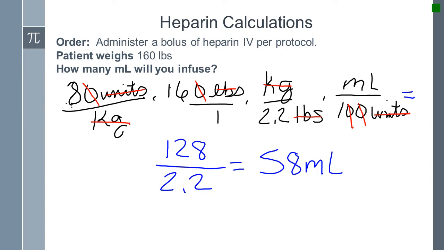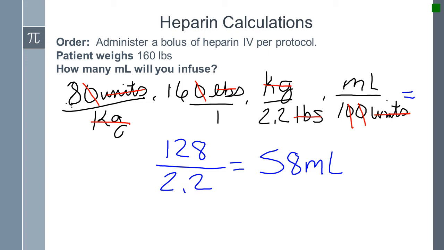We're going to bolus 80 units per kilogram. Our patient is 160 pounds. So we know we have to convert that. 1 kilogram is 2.2 pounds. And we have to put our concentration in here, which was 100 units per mil. We know we've got to have our units on the bottom so that they'll cancel. And so we're going to put our mils on top.